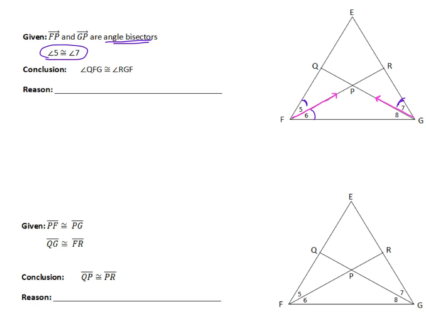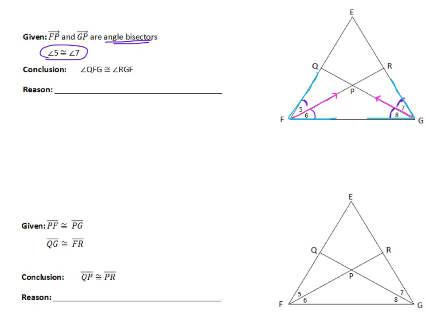And here's where we're using a little bit of logic. Because of the angle bisector, we know that 5 and 6 have to be equal to each other, and 7 and 8 have to be equal to each other, and they said that 5 and 7 are equal to each other. So basically what we have are 4 angles that are equal in measure. So the conclusion that's being made is angle QFG. So let's figure out Q to F to G. So this big angle is congruent to angle RGF.